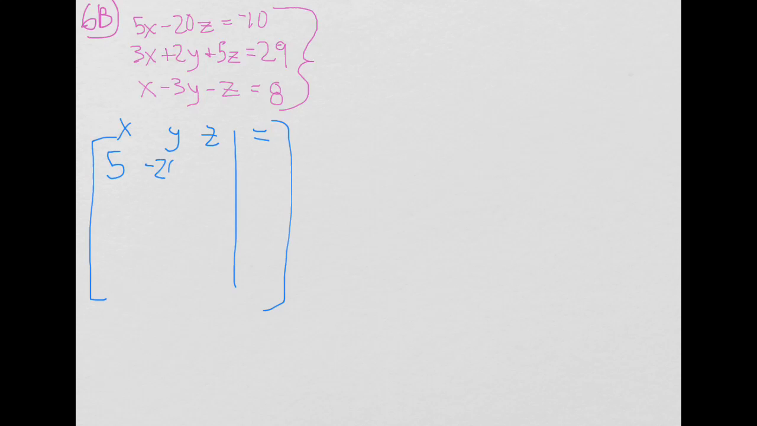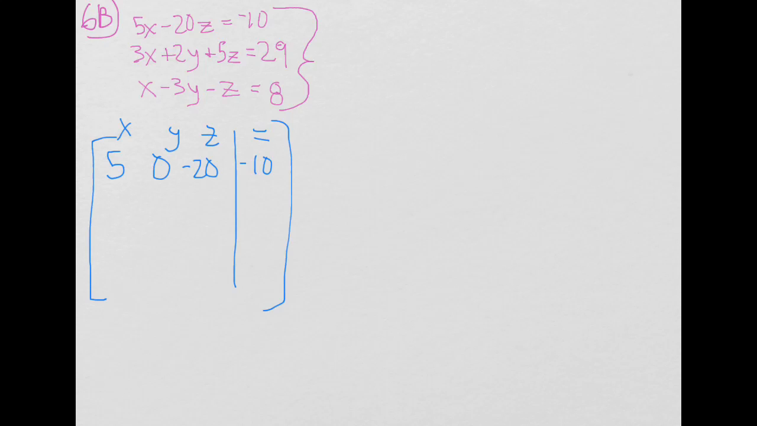5x minus 20z. Oh, sorry, see, look, I messed up even when I said that. Notice there's no y term in that first equation, so we have to put a 0 there. So 5x plus 0y minus 20z equals negative 10. See, if you say things out loud, you can actually catch yourself making a silly mistake.